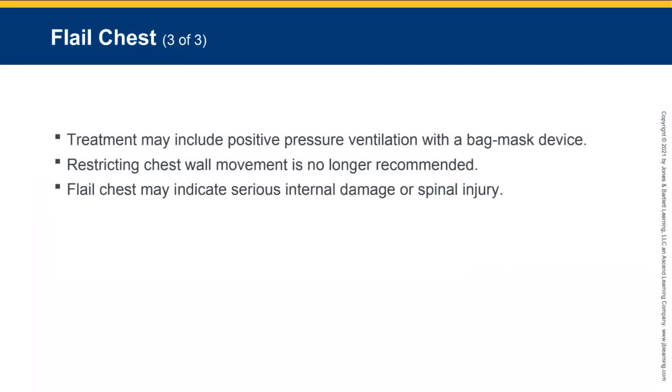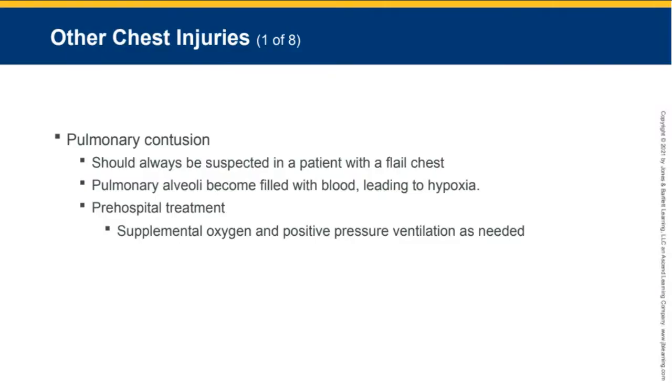Flail chest may indicate serious internal damage or spinal injury. This is a patient that is going to be in terrible shape, terrible shape. Pulmonary contusion should always be suspected in a patient with a flail chest. Pulmonary alveoli become filled with blood, leading to hypoxia. Pre-hospital treatment, supplemental oxygen, and positive pressure ventilation as needed.